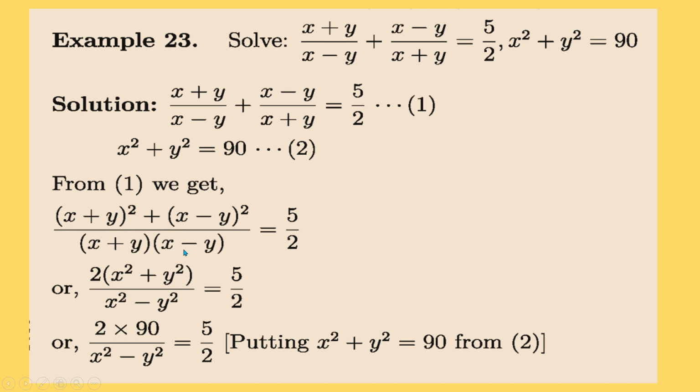And this makes x square minus y square. That means (a plus b) into (a minus b), the formula will be a square minus b square. Now x square plus y square, x square plus y square is equal to 90 from equation 2.